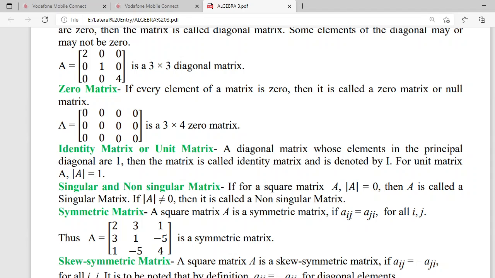So two suffixes are there. The first suffix represents the row number, and the second suffix is the column number. So here if we say A32, row number is 3, column number is 2, and in this matrix A32 is -5. Or if you say A13, row number is 1 and column number is 3, that is A13. So these are the entries Aij.